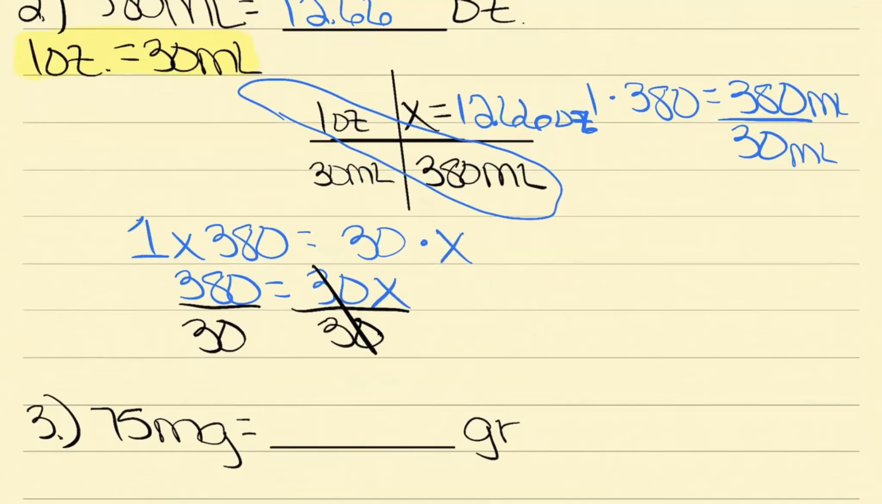So you end up with 1x, which will just be x. So then you end up with 380 divided by 30 over here. And that gives you what we had, 12.66 equals x. And it's 12.66 ounces. So this is how you would do it the other way. So whatever way works for you, if you just want to cross multiply and then divide the only other value that you have left.